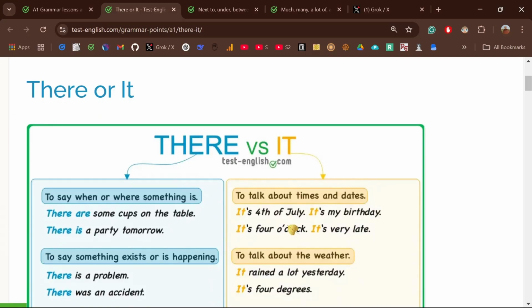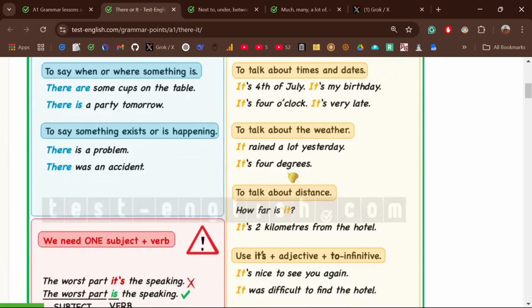I think this is useful. You know, in English we have these "there" and "it" sometimes. They work as a preparatory "it." It has technically no meaning, okay? There or it.